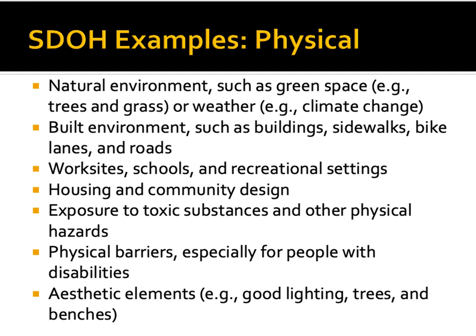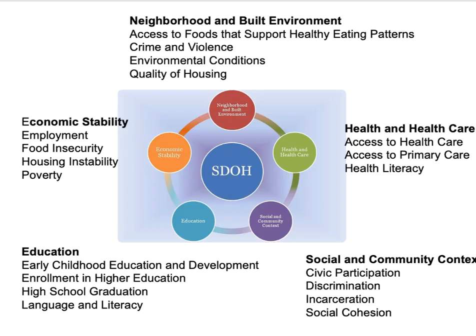That sort of thing. Are there physical barriers, particularly for people who need accommodations or have disabilities? Is there good lighting? Are there trees, etc.? We know that these things affect health. Here's some more examples that are broken up into the actual subcategories. So things that have to do with the neighborhood, environmental conditions, the quality of housing, etc.